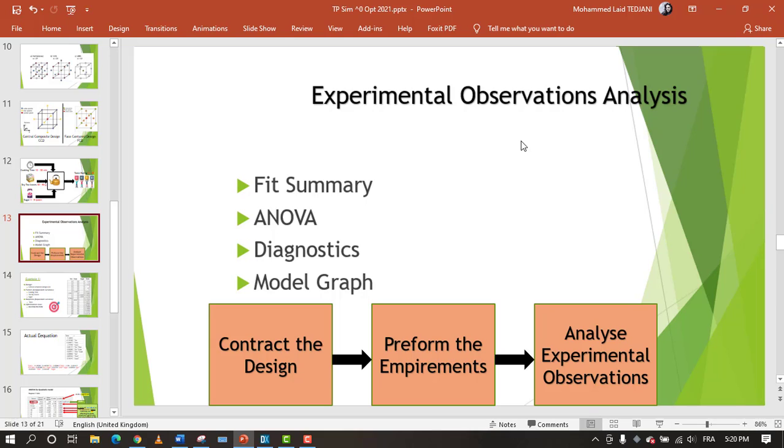In this video, we will talk about the experimental observation analysis. In the first video, we talked about constructing the design and performing the experiments. In this video, we will talk about analyzing the experimental observations. We will analyze the fit summary and the analysis of variance table, or ANOVA table. After that, we will analyze the diagnostics, and finally we will discuss the model graphs.